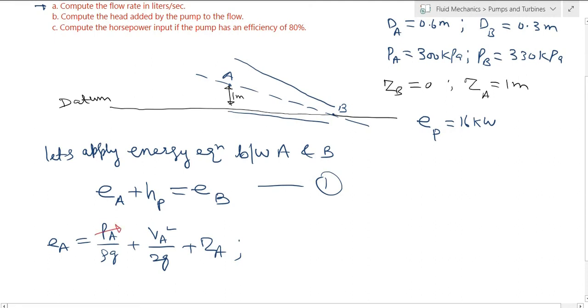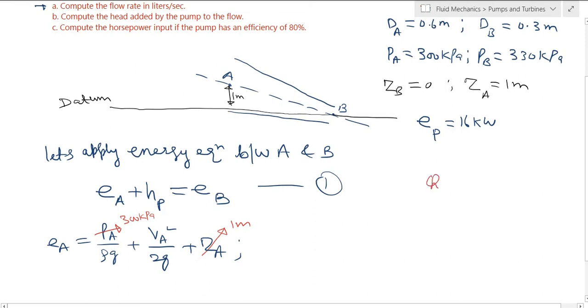pressure at A is 300 kilopascal, 300 kilopascal. Now ZA is 1 meter. Now VA we don't know. We have to find the discharge through this pipe whose diameter is changing. Now because this is only one pipe, it is a continuous pipe, it means discharge through all the points, okay, from A to B is same.